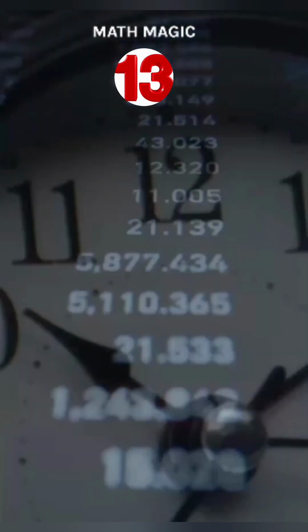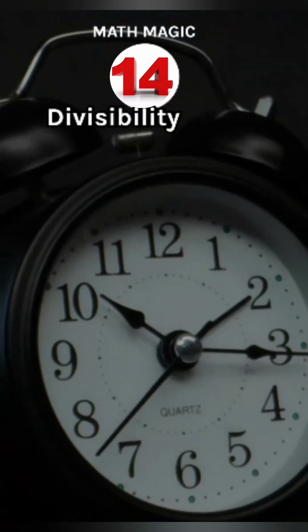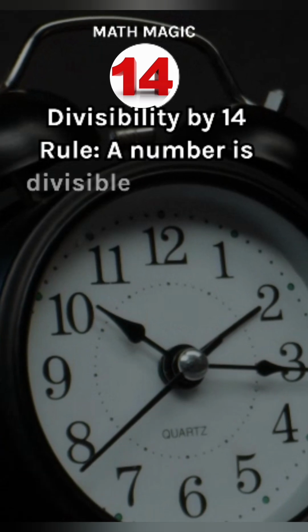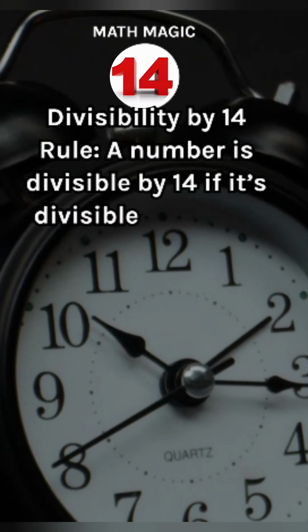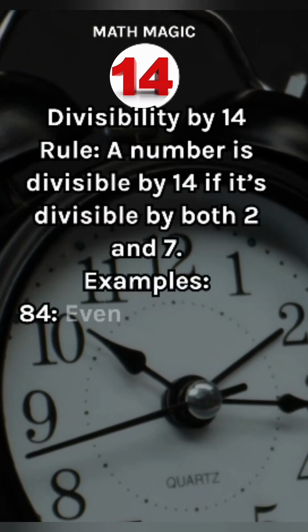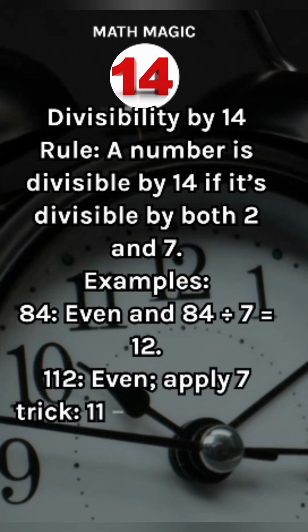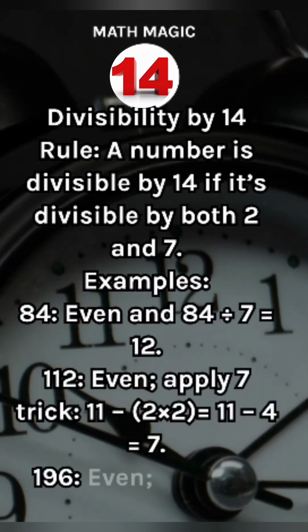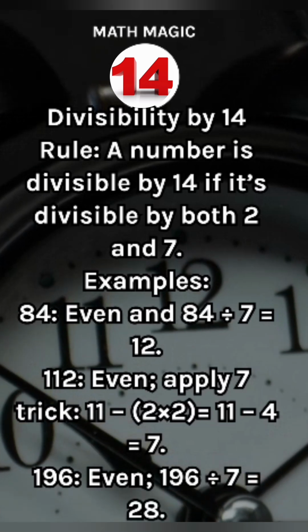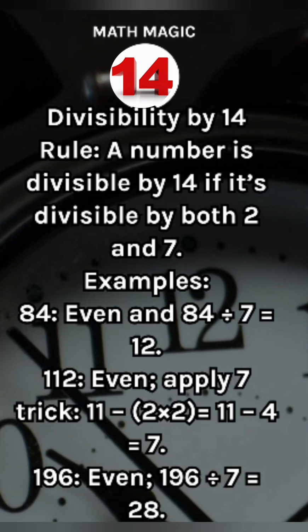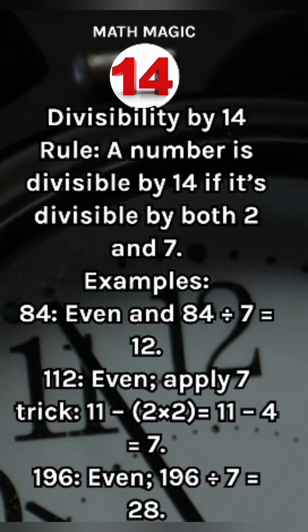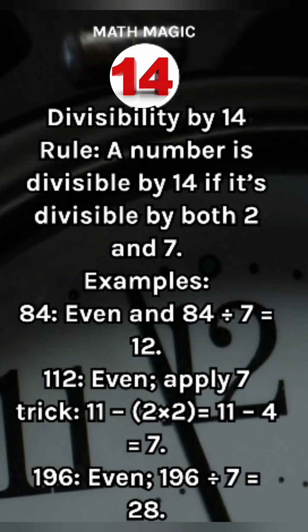The last two numbers are left, that is 14 and 15. Now, the divisibility by 14. A number is divisible by 14 if it is divisible by both 2 and 7. And here are the examples where you check the divisibility tests of both 2 and 7, and if they are satisfied, then the number is divisible by 14 also.